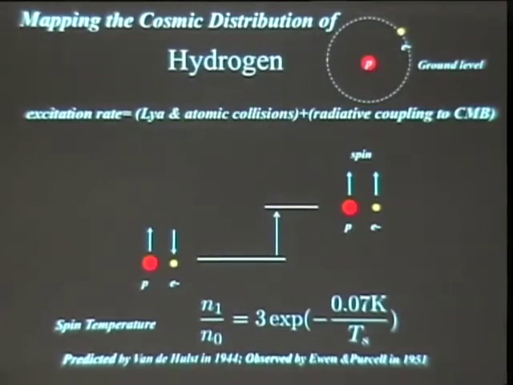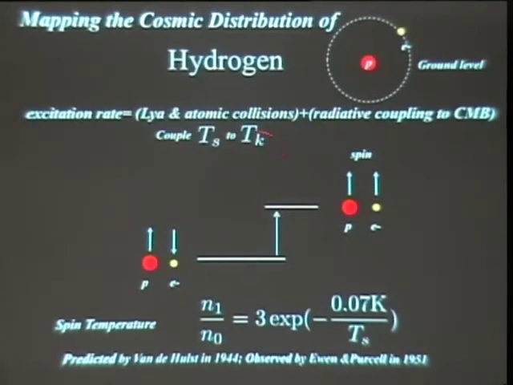Now, there are several processes that can operate. Atomic collisions will simply couple the spin temperature, the excitation temperature, to the gas kinetic temperature. So atoms will collide and will try to reach an equilibrium in which the spin temperature equals the gas kinetic temperature. The same thing happens with Lyman alpha photons. Turns out that Lyman alpha photons scatter so much in the gas that they reach a color temperature equal to the gas kinetic temperature. And so when Lyman alpha photons scatter in the hydrogen gas, they tend to bring the spin temperature to the kinetic temperature of the gas as well, just like atomic collisions would do.